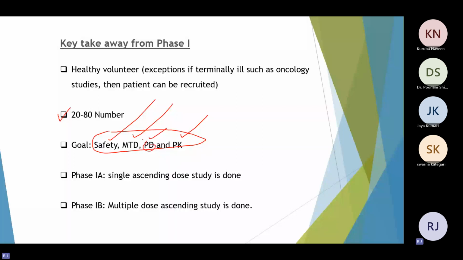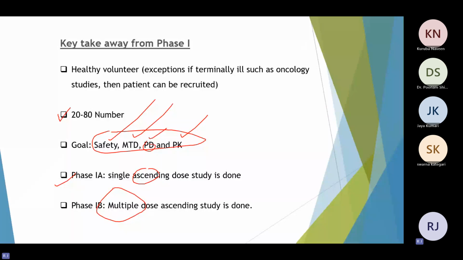And it has two parts, phase 1A and phase 1B. Phase 1A is also called the single ascending dose study, and phase 1B is called the multiple ascending dose study. And this part is very critical, because whenever you appear for a job interview and have to write the technical questions paper, they will generally ask this question in multiple choice: what is phase 1A and phase 1B?